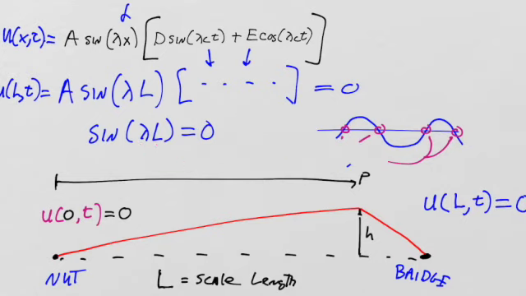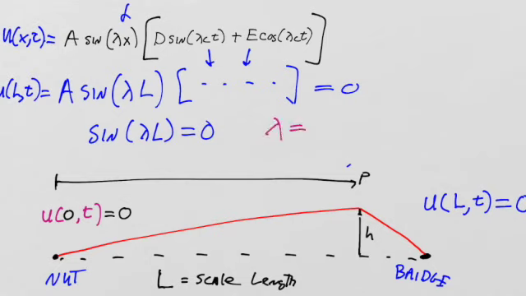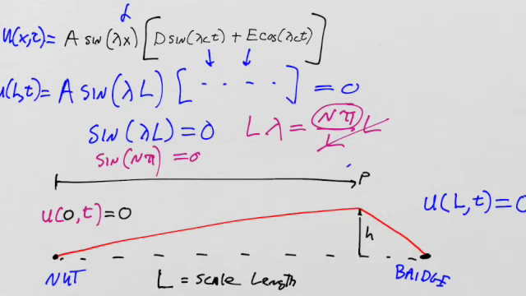Now all we have to do is pick lambda to equal some integer n times pi divided by L. Therefore, if I multiply both sides by L, the L's will cancel and I'll get n pi. And sine of n pi is always going to equal 0, right? So lambda has to be this special value of n pi over L.